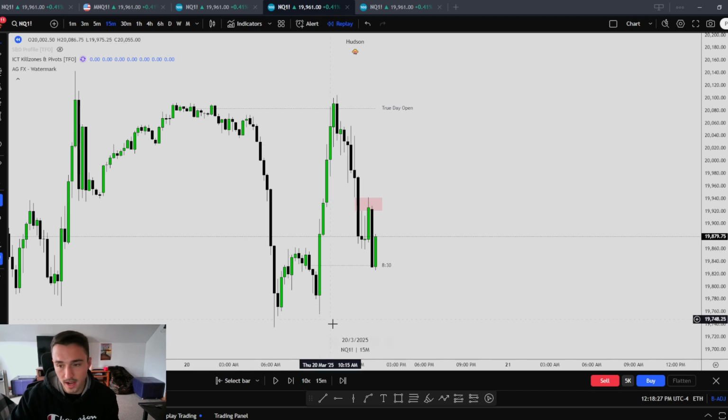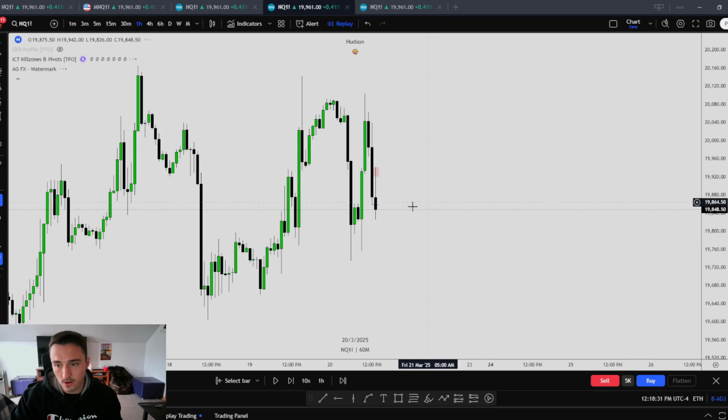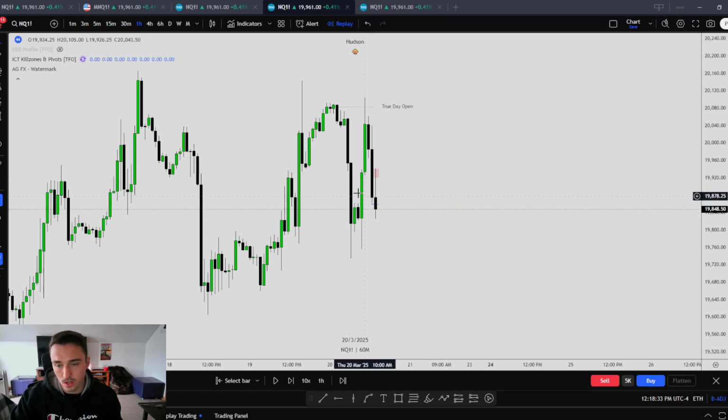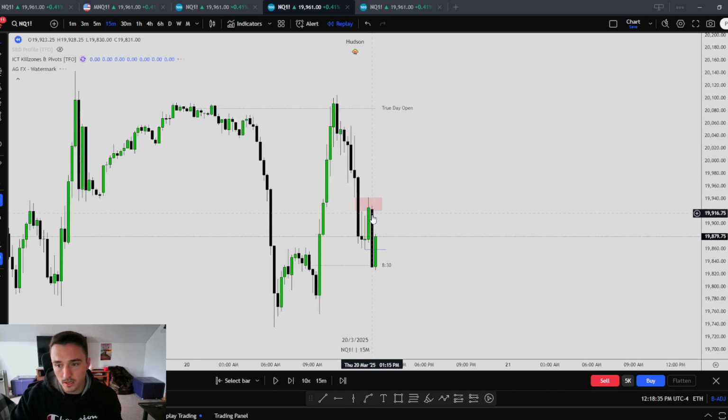So what aligns with that? Well, we have this low right here. And if we go to the hourly, it's this 1 hour candle's low. We didn't sweep it until this candle right here. So we have an hourly CRT that can play out, and we are waiting for this fair value gap to get tapped and then 1 minute to deliver us to this low.